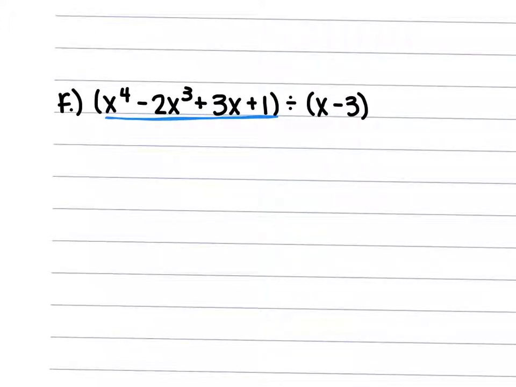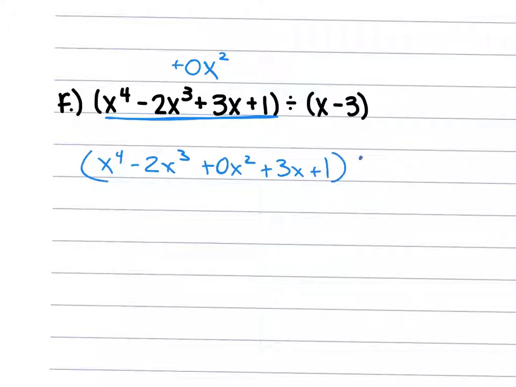It's missing 2x squared, so you're going to put 0x squared, and then you're going to check the other one on the right, and it is in standard form. Okay. So you're going to rewrite it x to the fourth minus 2x cubed plus 0x squared plus 3x plus 1. And you're going to make the other term 3. And then you're going to make the backwards L, and you're going to put 3 in it, and then you're going to drop down all the coefficients from the first term.